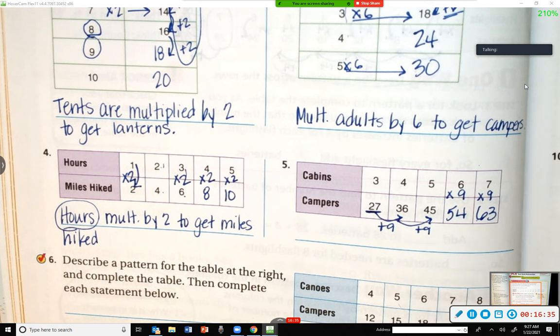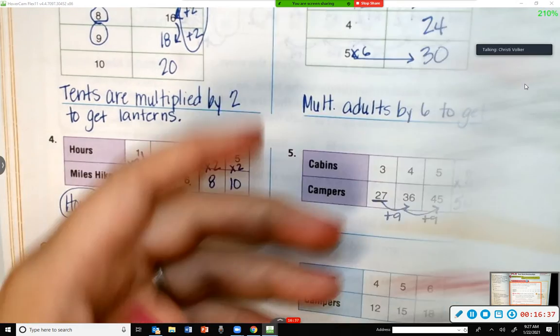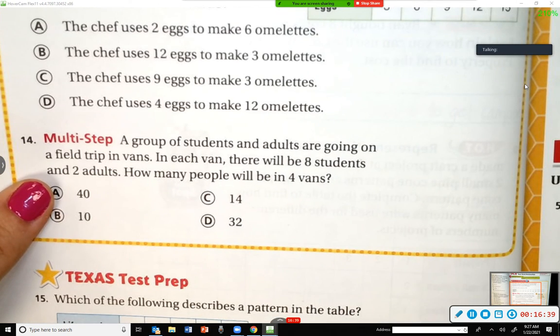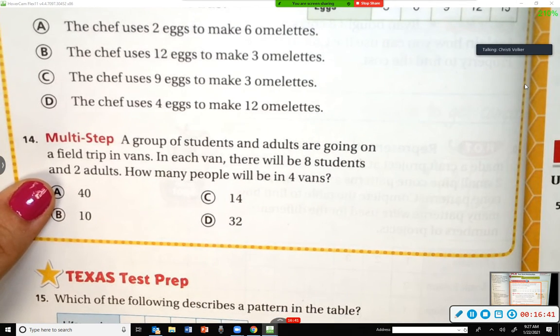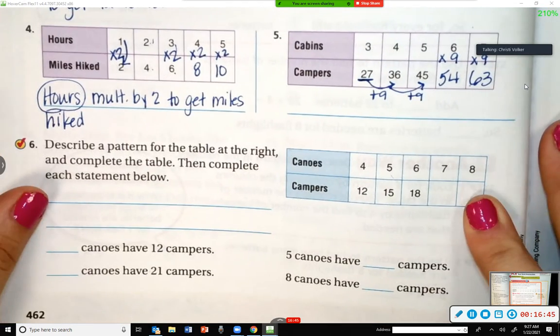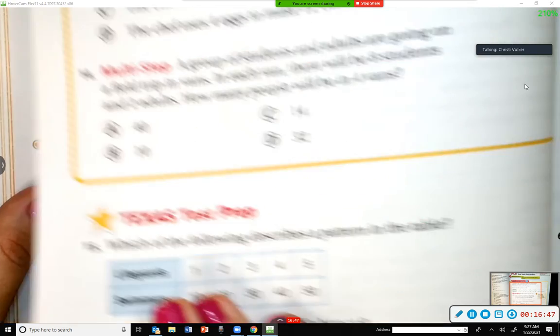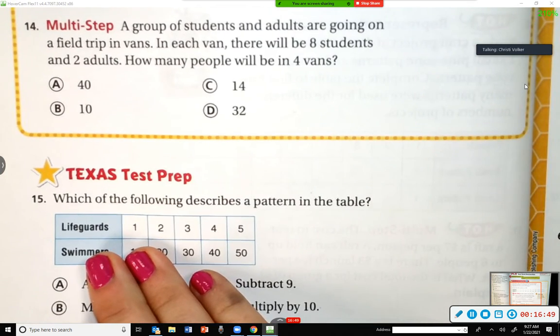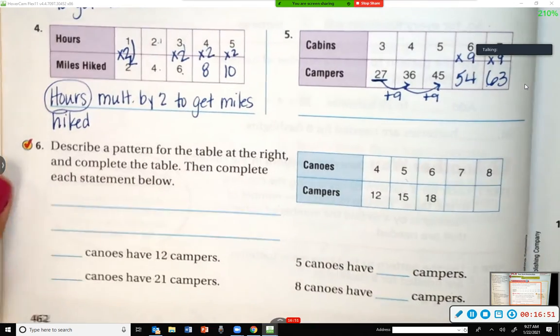Okay, let's see what's on the back. Let's do 2 more and then we'll be done, okay? So let's look at number 6, and then I want you guys to do 2 more on the back of this page, 12 and 13. And then we'll be done.